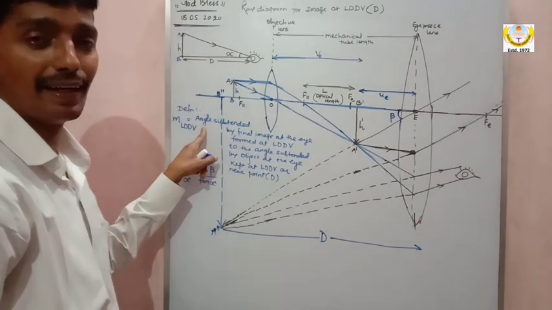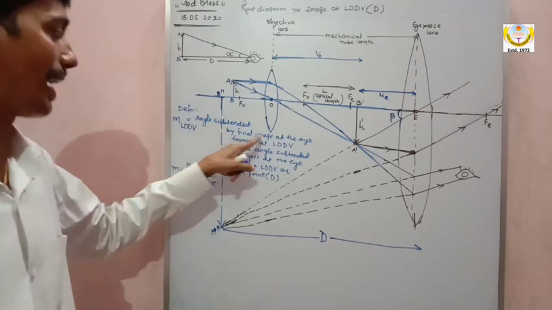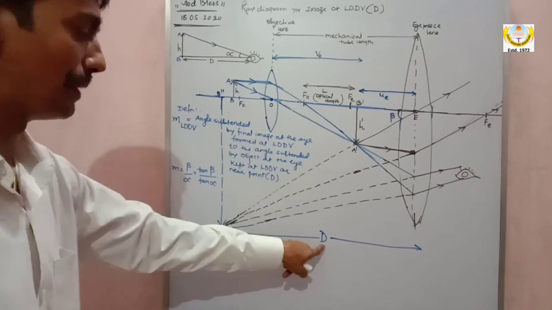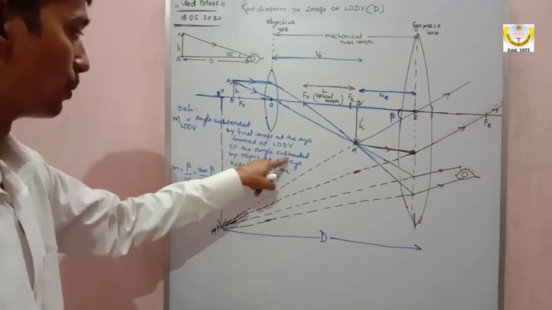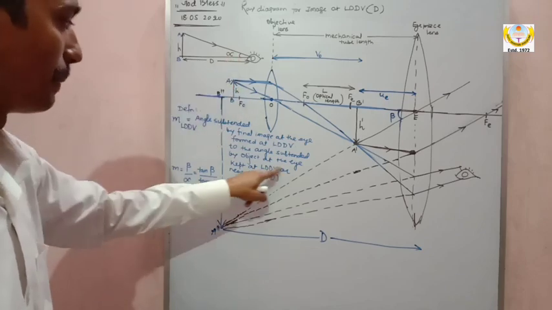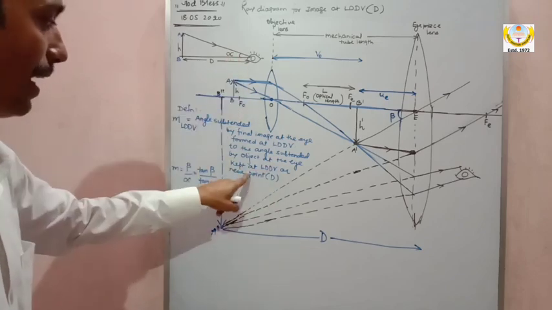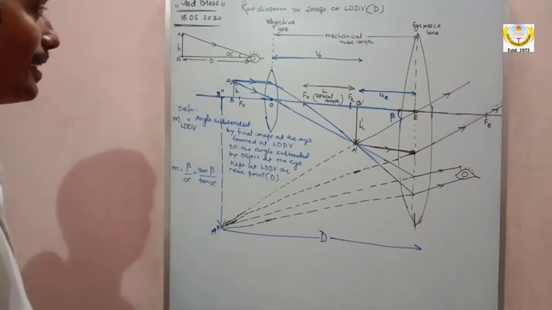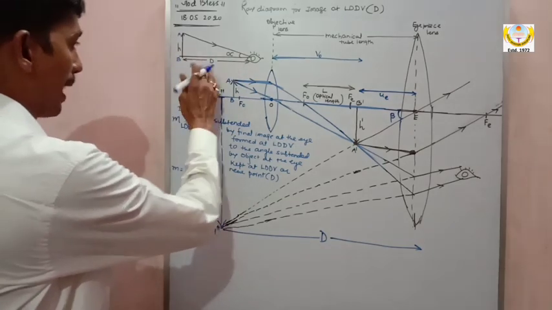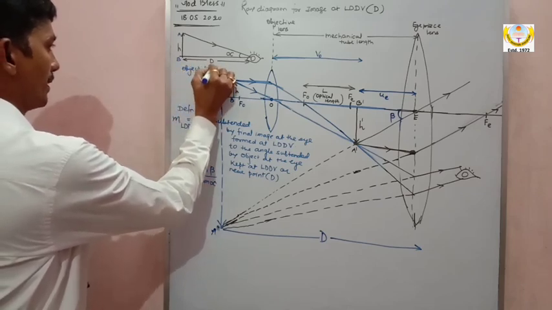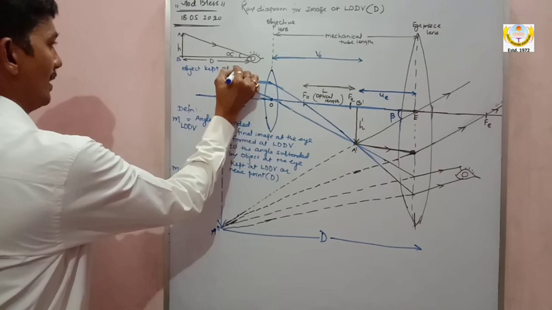So how I have written? It is the angle subtended by the final image at the eye. And where is this final image formed? The final image is formed at LDDV, to the angle subtended by the object. This is the angle subtended by the object at the eye, kept at LDDV or near point. The object is also kept at LDDV.